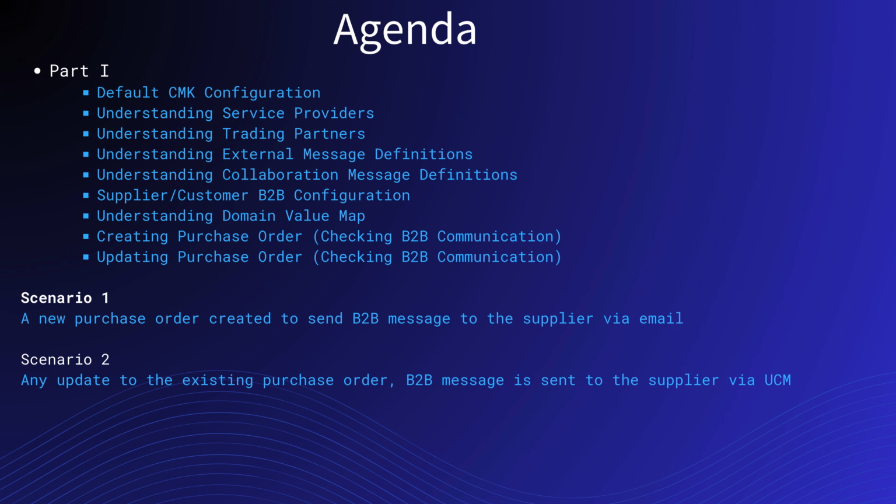The scenario which I'm going to take is that a new purchase order is going to be created to send the B2B message to the supplier via email, and then we'll update the existing purchase order to ensure the B2B message has been sent to the supplier via UCM. So let's deep dive into the session.